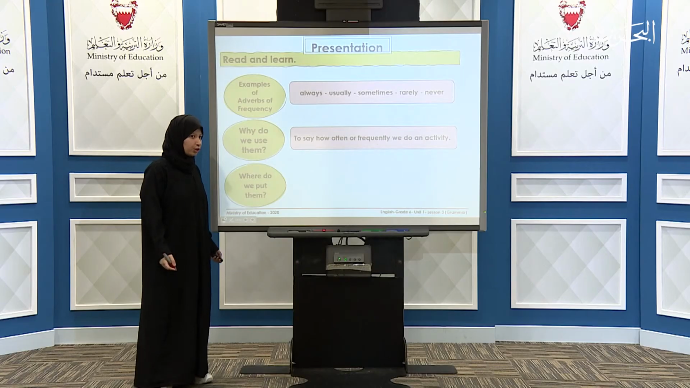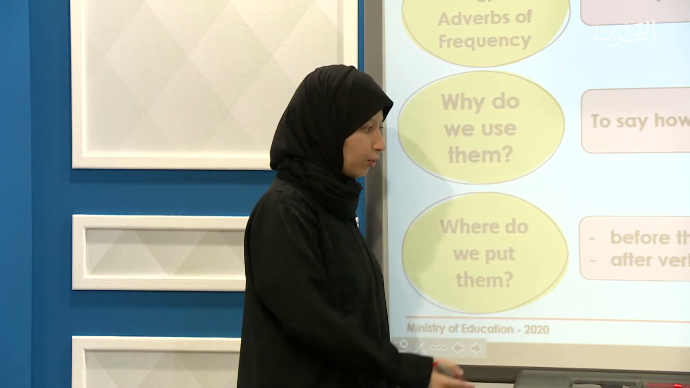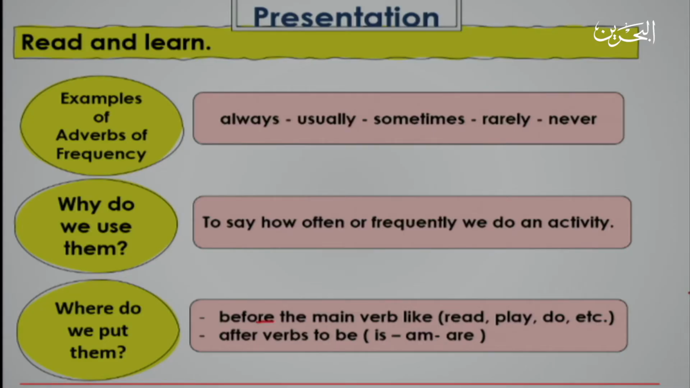Now, where do we put them when we want to form the sentence? We put them before the main verb, like read, play, do. We put them before the main verb. We put these adverbs of frequency, always, usually, sometimes, before the main verb. And we put them after verbs to be, like is, am, are.